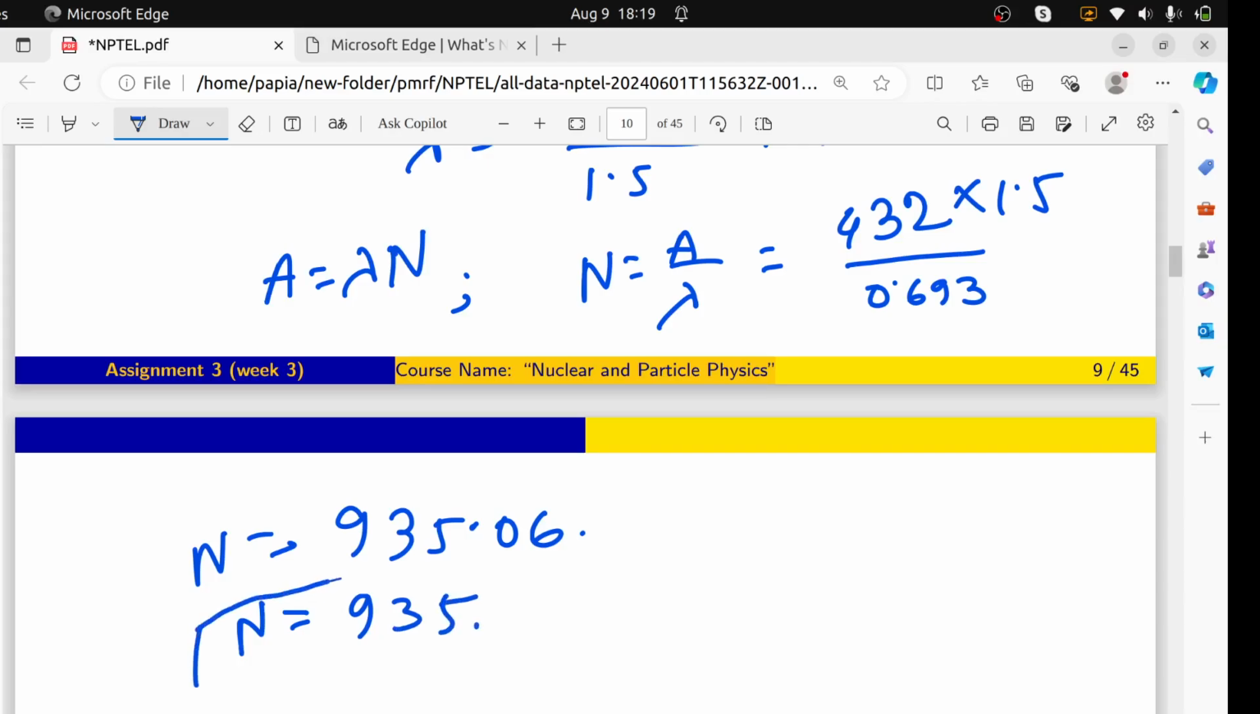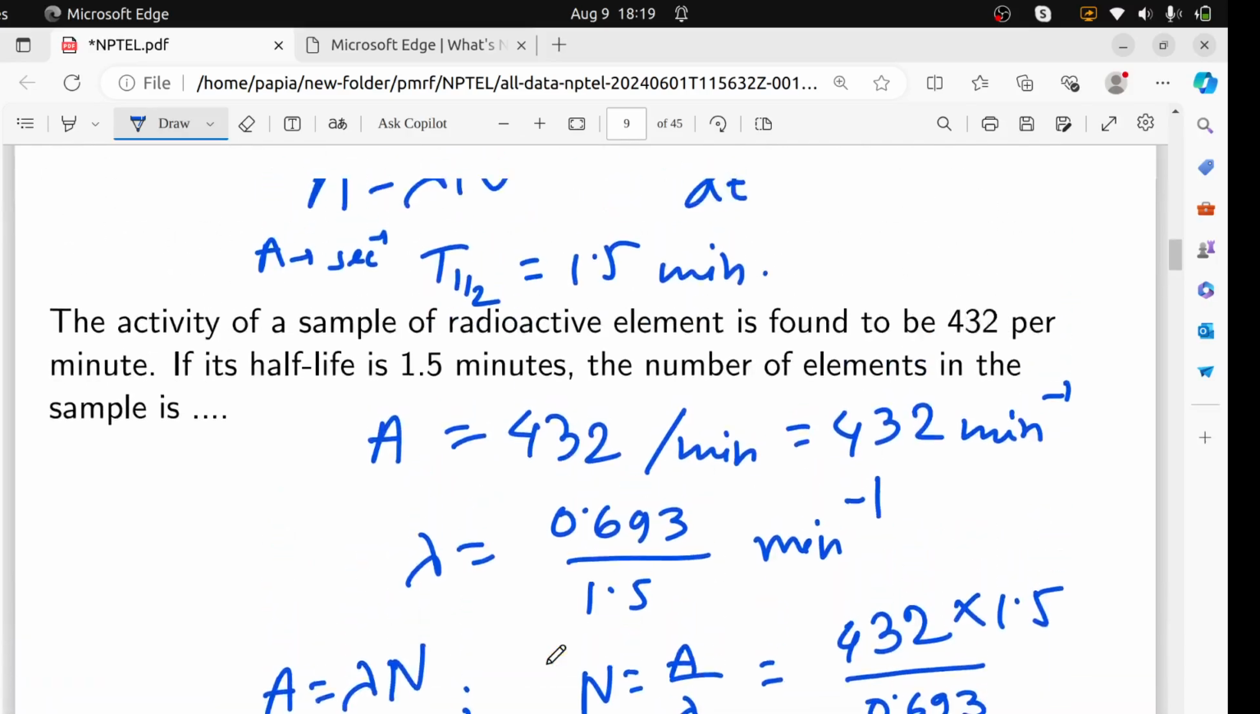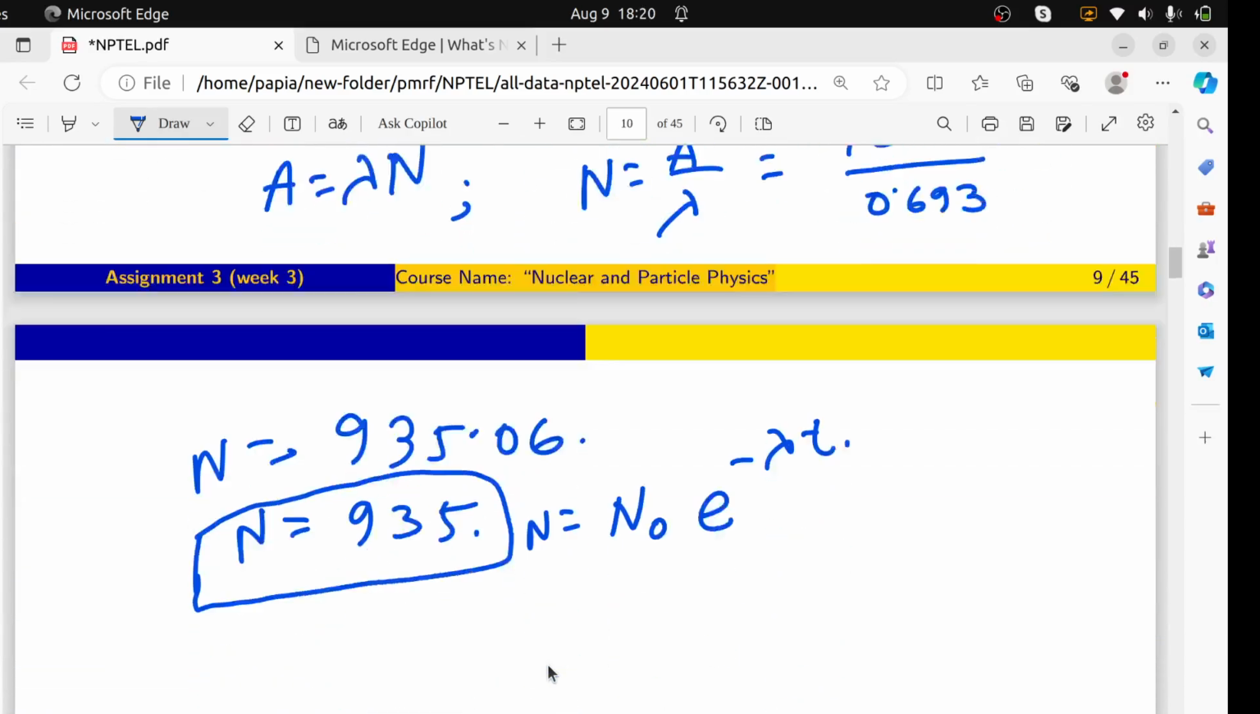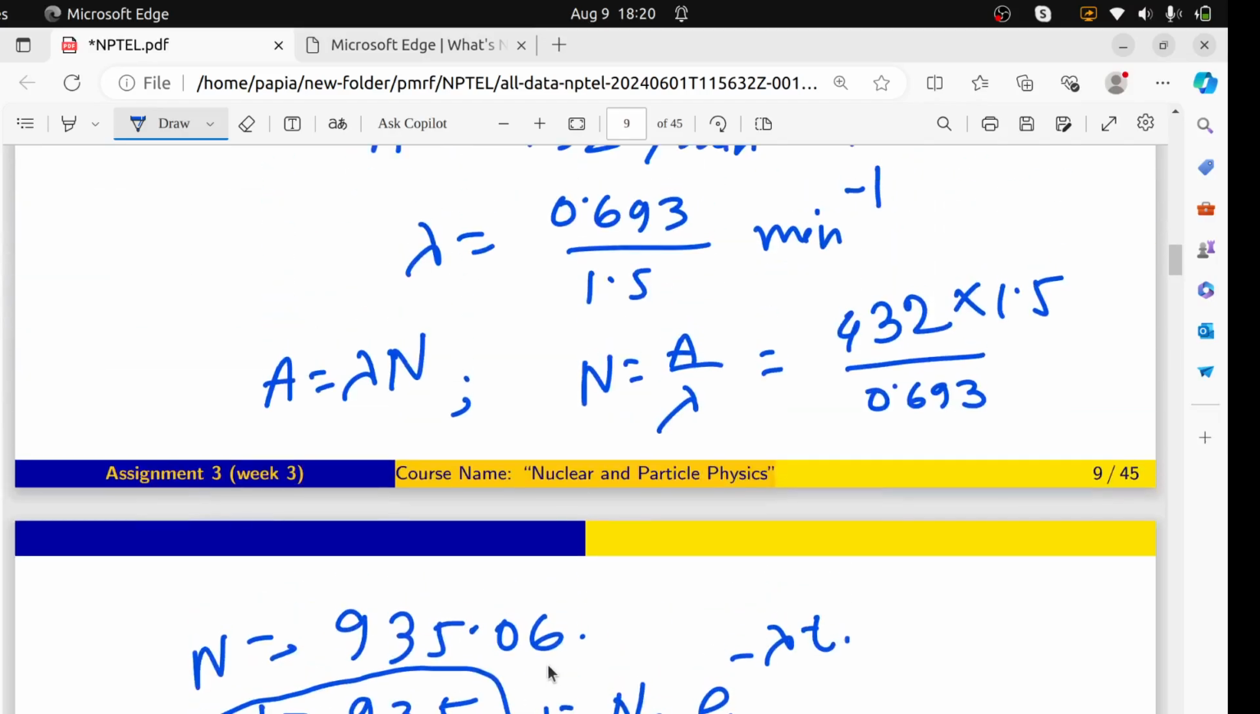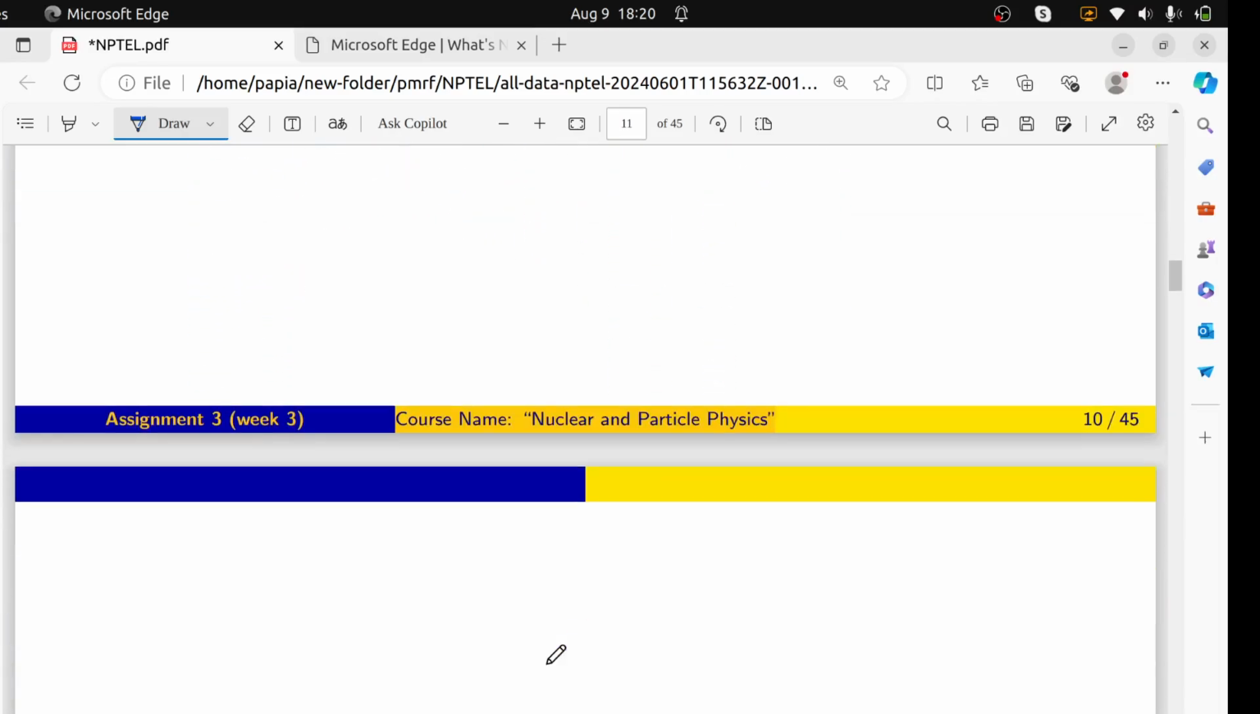So that many atoms are present right now at t equals to t in the sample. Now for completeness, just see what will be the value of N0. How can we calculate N0? N is N0 e to the power minus lambda t. Now the time is not given here, so we will calculate that one in the next question. Okay, no problem. But till now, you can just calculate up to N here. That is exactly similar to whatever it was for the previous question.